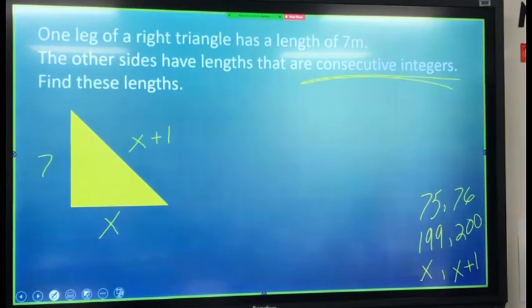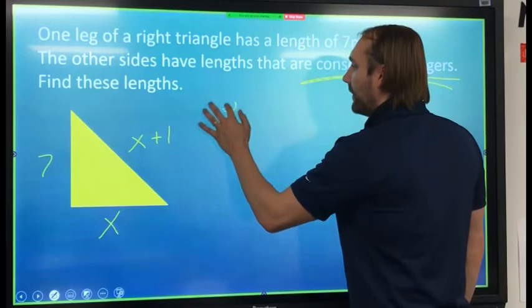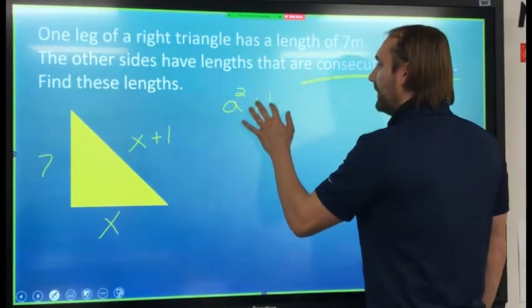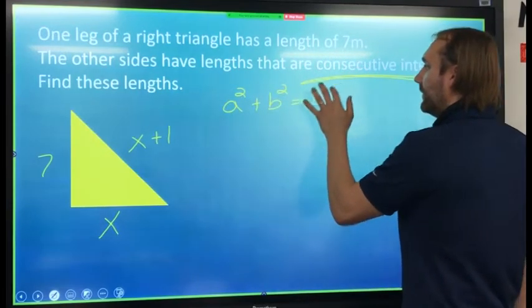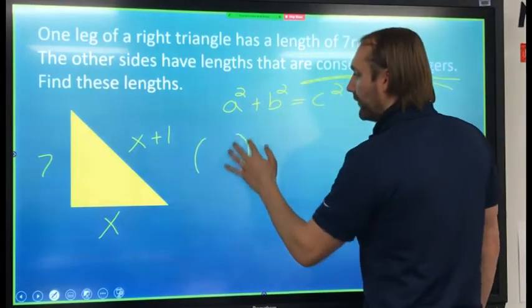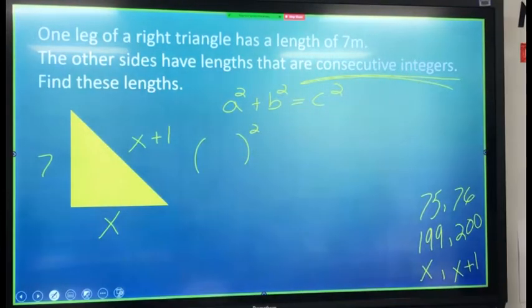Now, we have to use our Pythagorean Theorem to solve this. So it's going to be a squared plus b squared equals c squared. So what's the first thing I want to square? What's my first side?